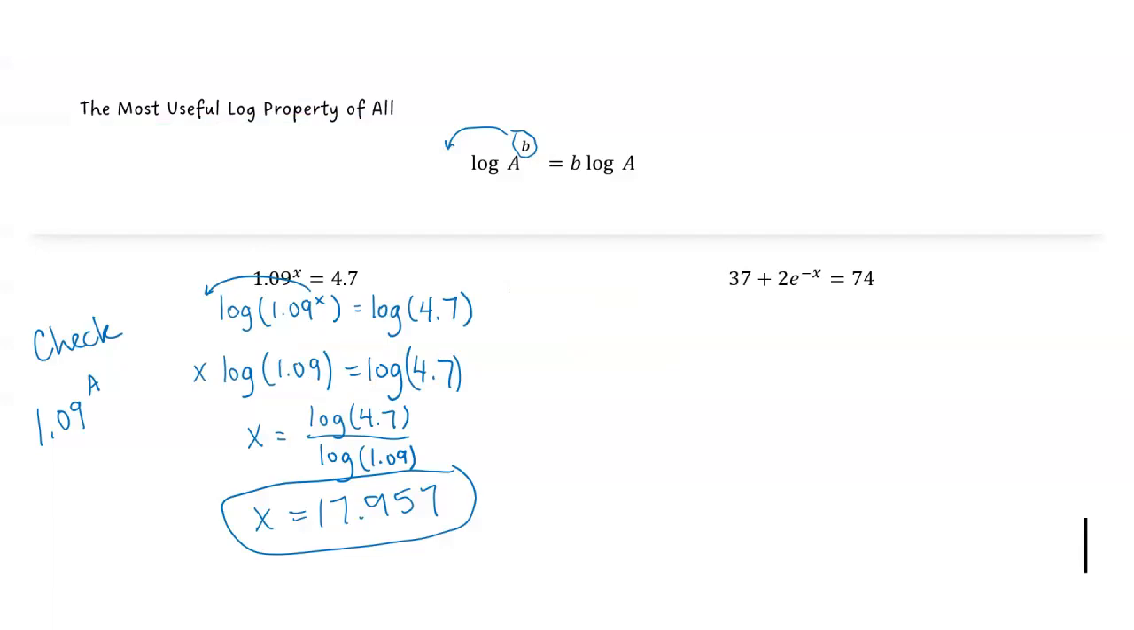The other useful log property, so we're going to solve this one. We're going to clean up the yard. So we're going to subtract, and we get 2e to the negative x. 74 minus 37 would be 43.